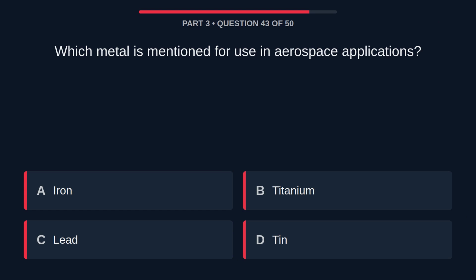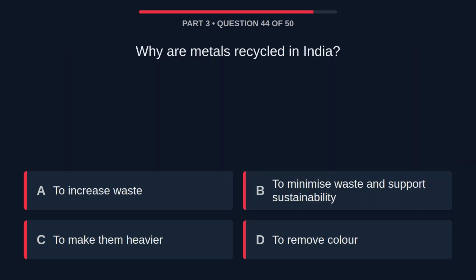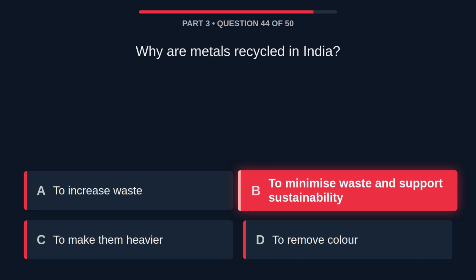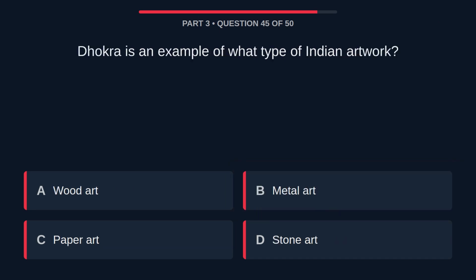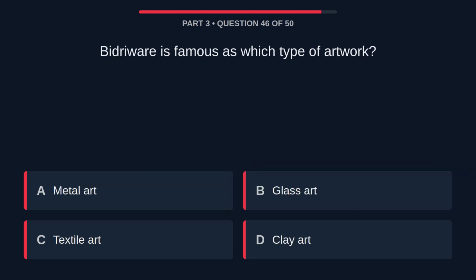Which metal is mentioned for use in aerospace applications? Why are metals recycled in India? Dokra is an example of what type of Indian artwork? Bidriware is famous as which type of artwork?